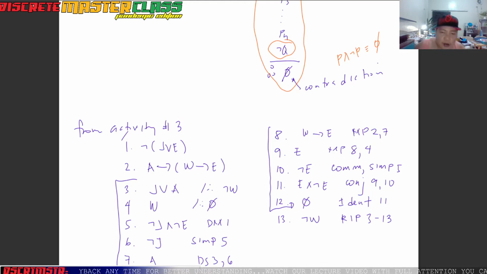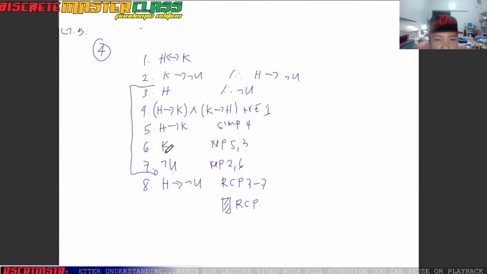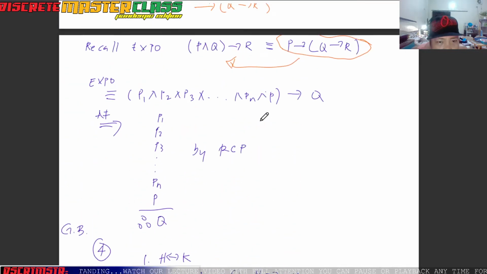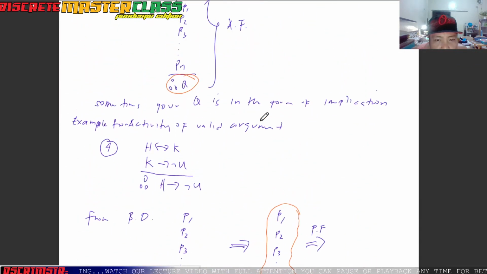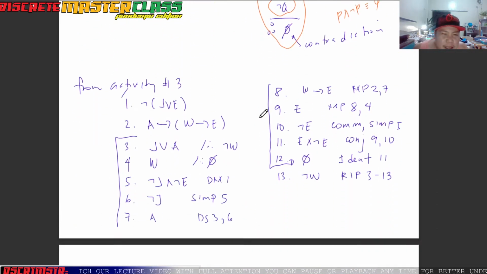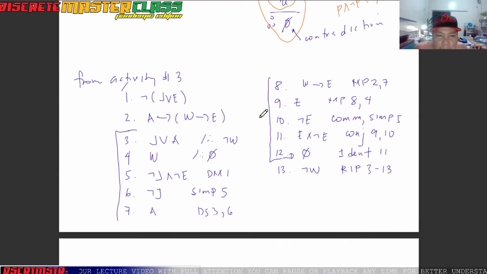Ang indirect or RIP ay applicable sa lahat ng klase ng argument na valid. Ulit, na valid. Pero ang RCP ay magagamit mo lang kapag ang conclusion ng argument mo ay implication or conditional proof. Again, palatandaan ka naman, RCP, conditional dapat. Pero, ang indirect or RIP ay pwedeng magamit sa kahit anong klase ng argument.